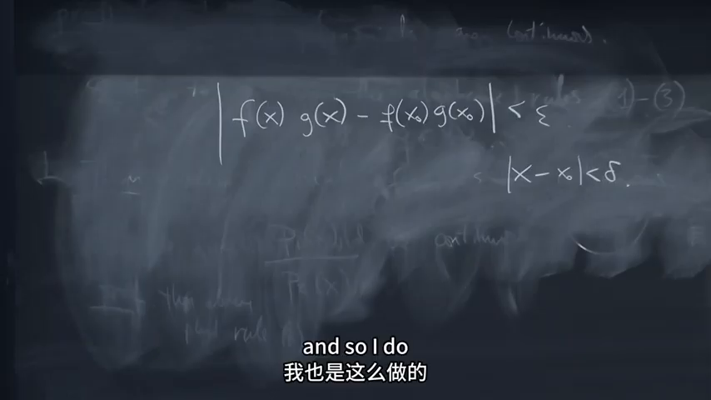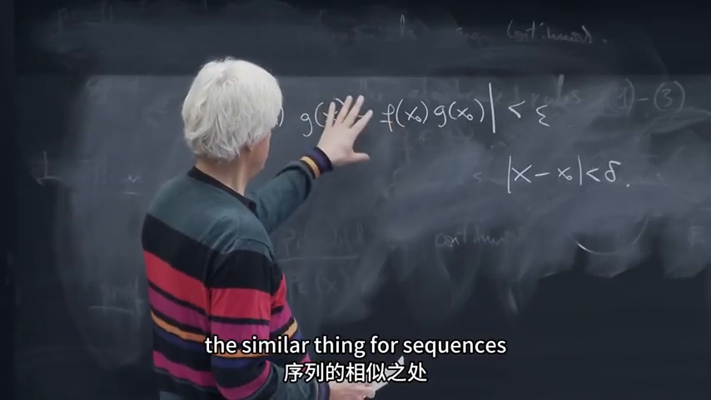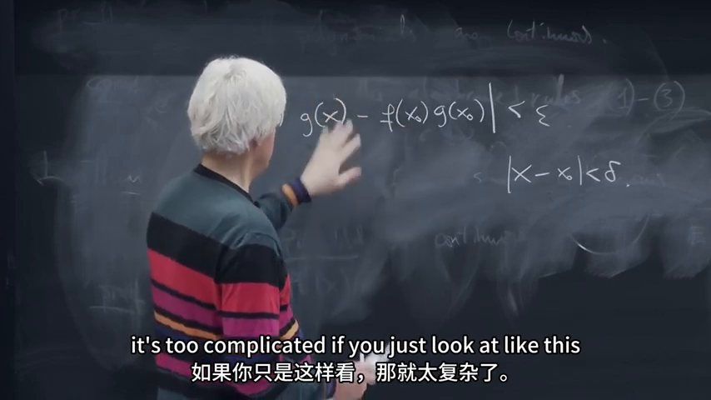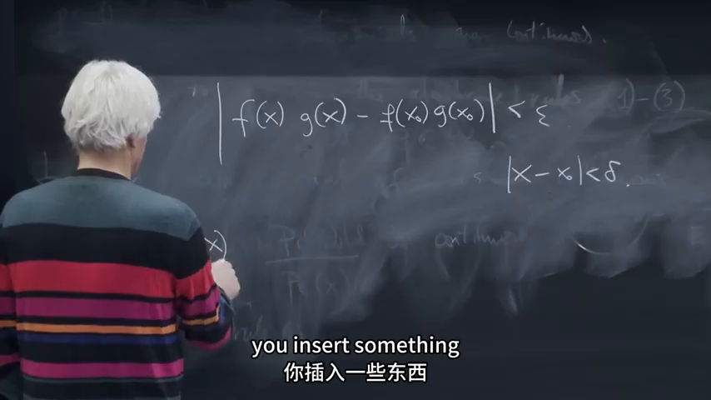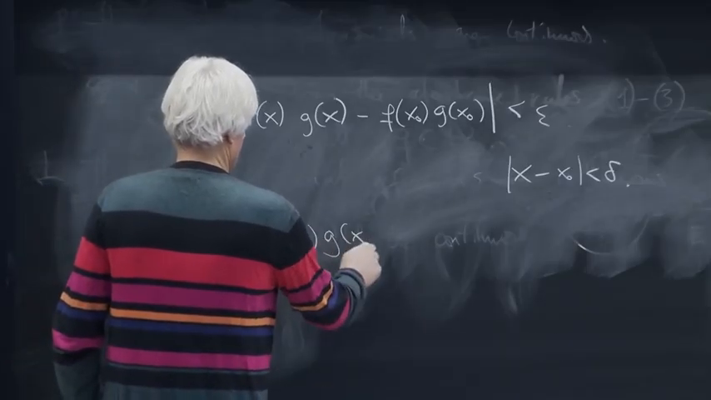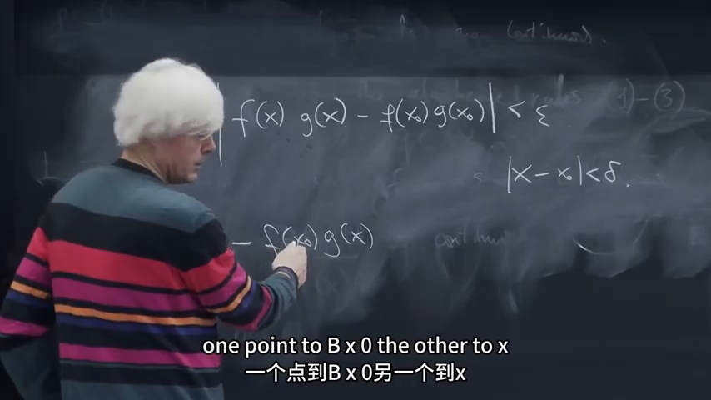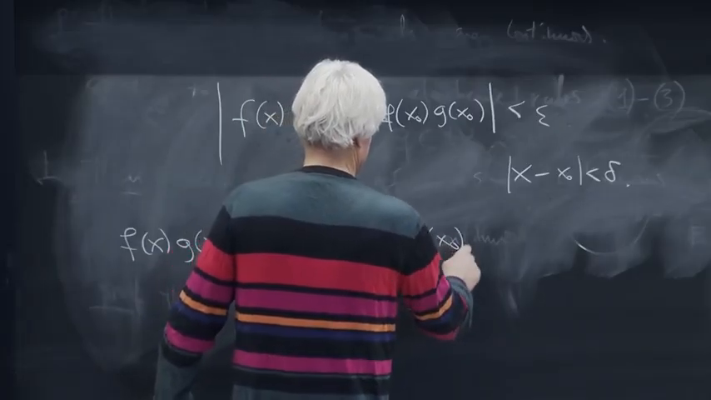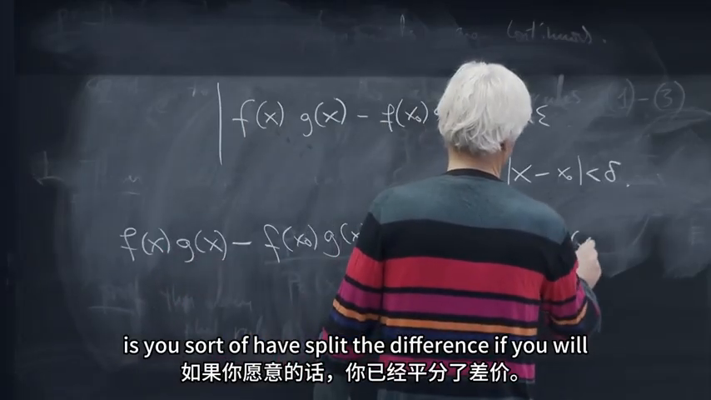Just like when we had the similar thing for sequences, it's too complicated if you just look at it like this. So what you do is you take f of x times g of x, and you insert something. It doesn't really matter which way you do it, but this is like halfway between this and that, where you take one point to be x0, the other to x. Of course, you didn't have that, so you have to add it again. But now what you have done here is you sort of have split the difference, if you will.